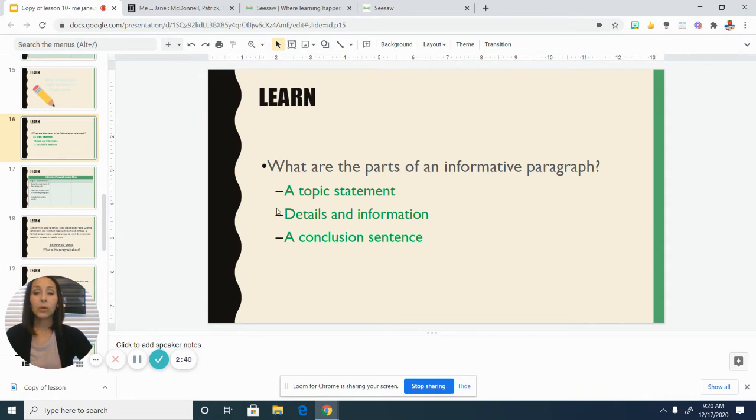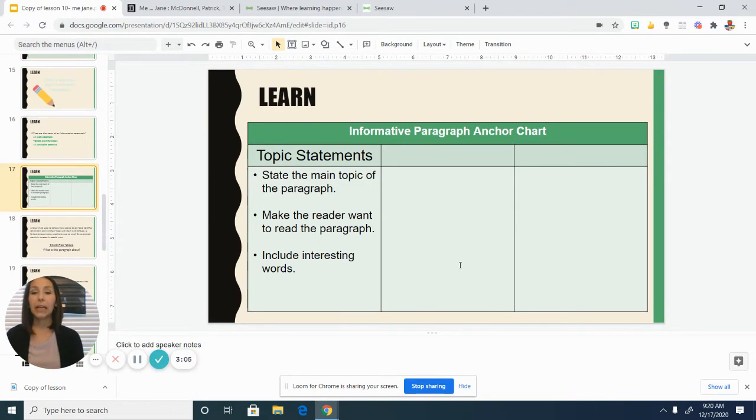Today we are going to focus on the first part, the topic statement or the topic sentence, and think about what the job of the topic statement is. So, what do you think is the job or the purpose of having a topic statement? I'll let you think about that for a minute. Yeah, if you were thinking that the job of the topic statement is to tell what the main topic of the paragraph is about, you would be right.